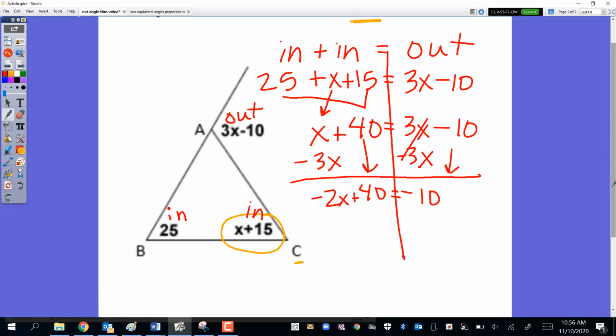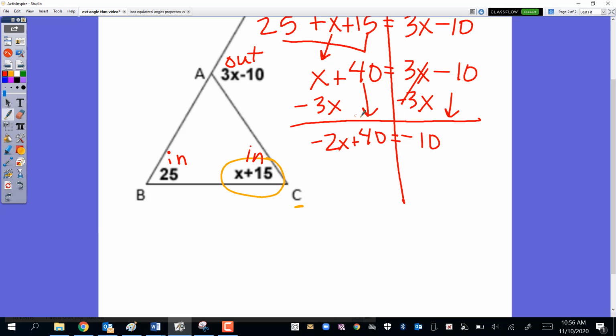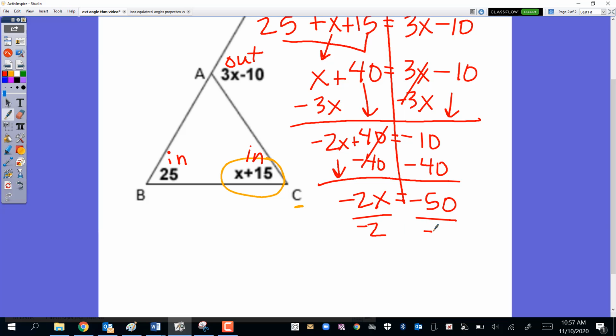And then, here we go. I'm moving 40 to the other side, so I've got to do the opposite, so minus 40. 40 cancels, drop down negative 2x. Negative 10 minus 40 is negative 50. And then divide by negative 2. And I get x equals positive 25.